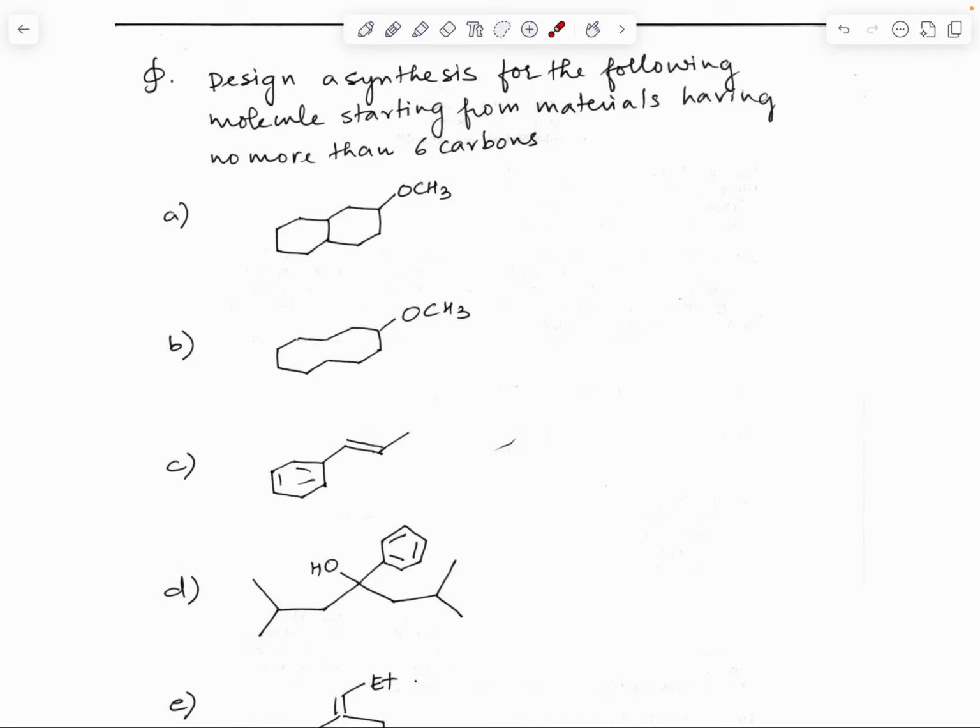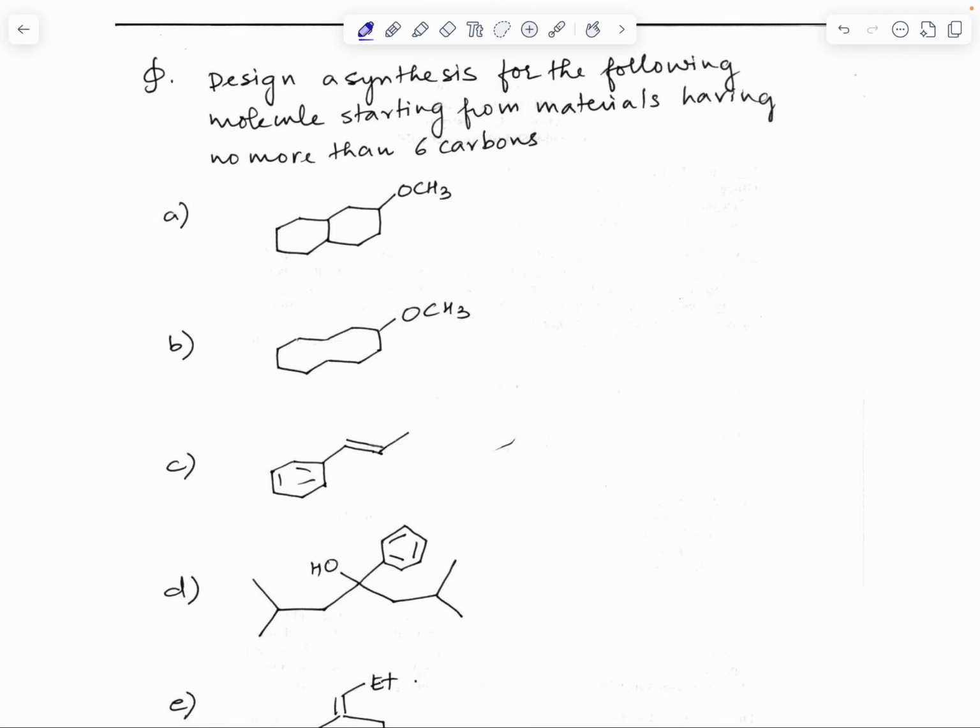What we're going to do is continue with this series of problems that we started in the previous video, where we're starting from 6 carbons and trying to design a synthesis for these molecules. And when I say 6 carbons, no more than 6 carbons. We did A and B in the previous video. We're going to attempt to do C, D, and E in this video.